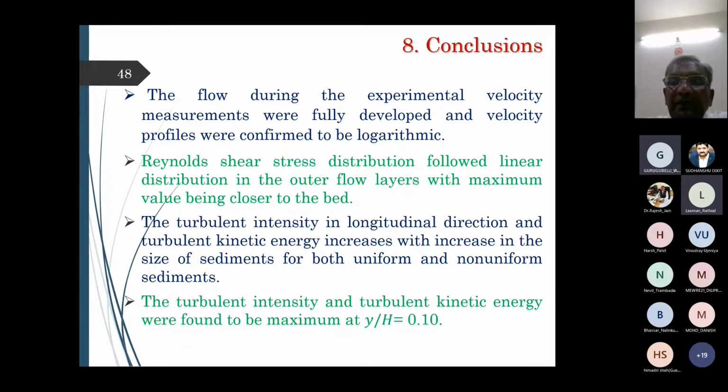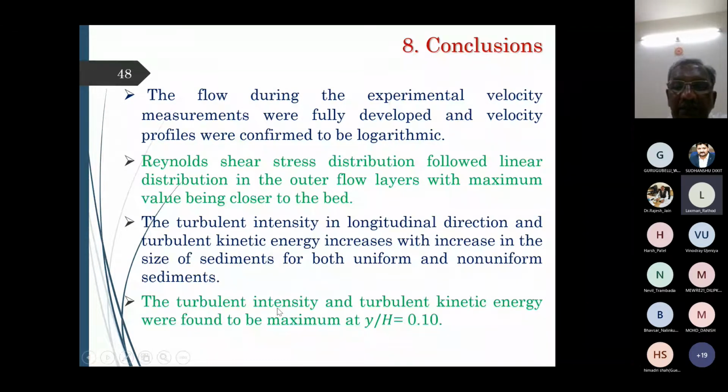Now the second point: Reynolds stress distribution followed a linear distribution in the outer flow layers with the maximum value being closer to the bed. Okay, and beyond that we have this effect of the laminar sublayer, and then the damping effect comes. And then we have turbulent intensity in the longitudinal direction, and turbulent kinetic energy increases with increase in the size of sediment, both uniform and non-uniform sediments. Okay, so this is another conclusion.